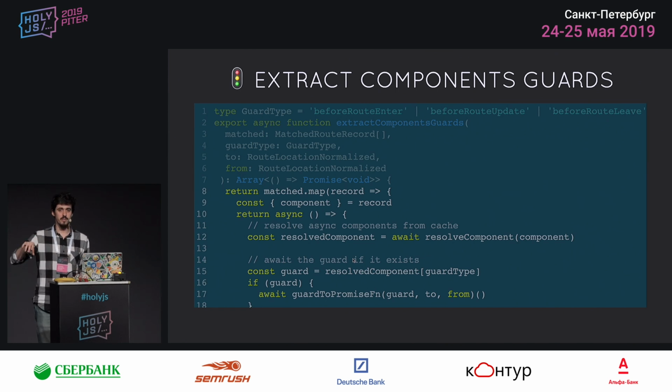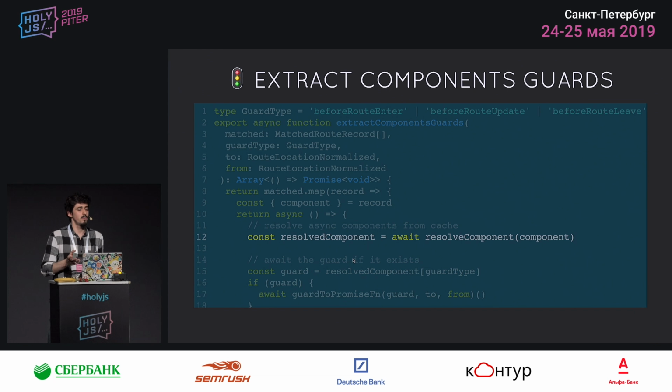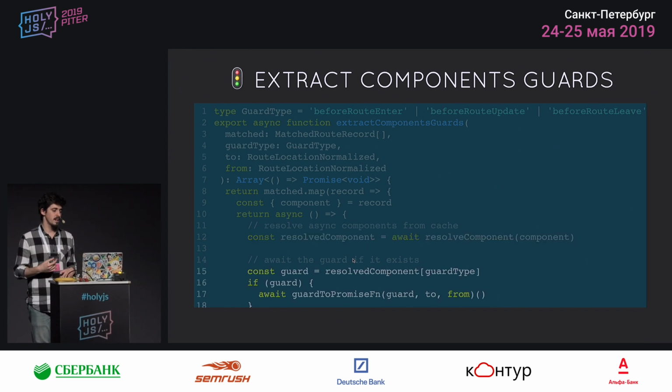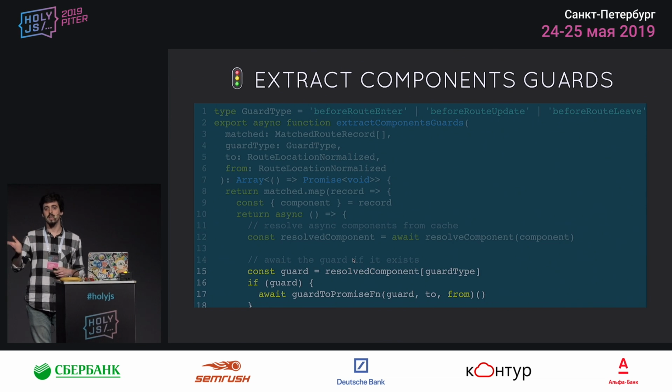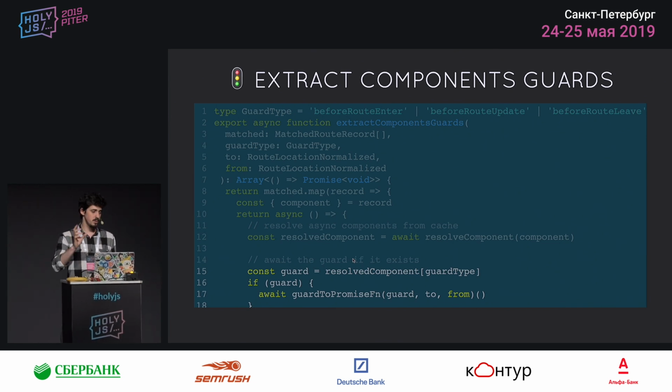We transform the match array into an array of functions that return the promises. And this is a simplified version that doesn't handle the named views on Vue Router, but it shows the intent very well. So we are extracting the component from the record, and we are making sure that we are resolving it if it's a promise, and if it's not, we're just going to get the value right away. And then if there is a guard, we're going to call again the guard promise fn, and we're going to await them.